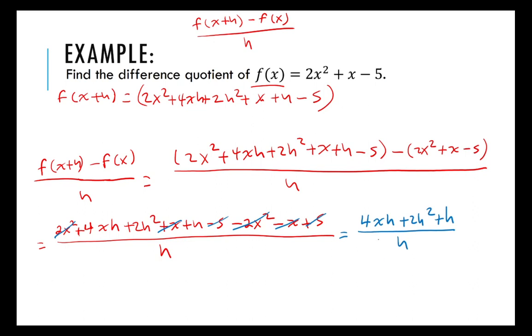Then, one of two ways to work with this. Because it's fraction addition, you could break up each term in the numerator over the denominator. 4x times h over h plus 2h squared over h plus h over h, and then you can reduce each fraction.